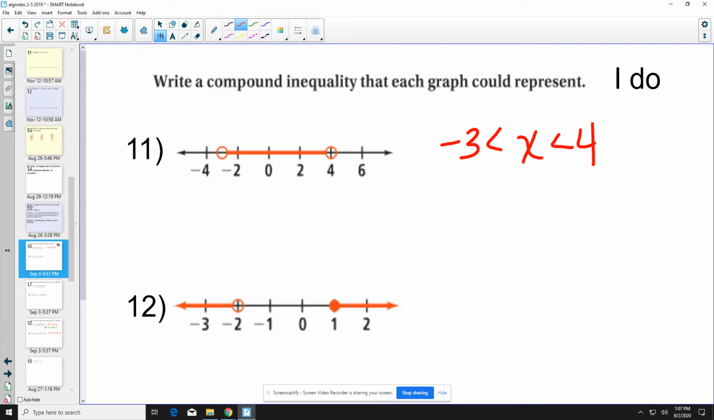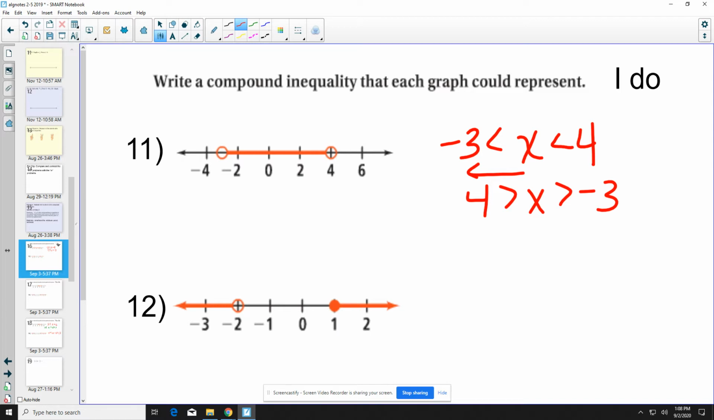Here's one way to write that. x is less than 4, and if I read it backwards here, x is greater than -3. I could have also started with x is greater than -3 here. So x has to be greater than -3 and less than 4. Either way would be fine.